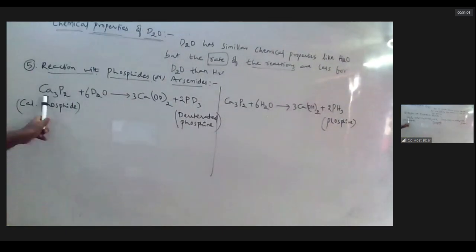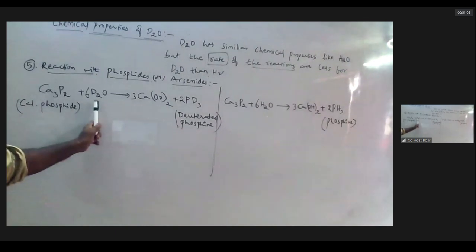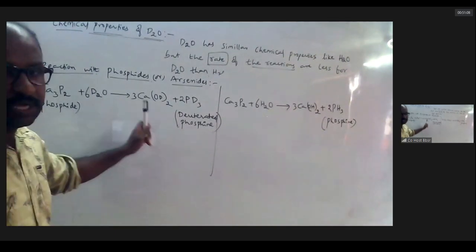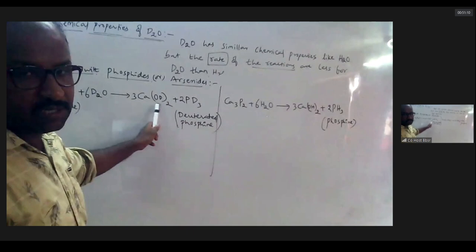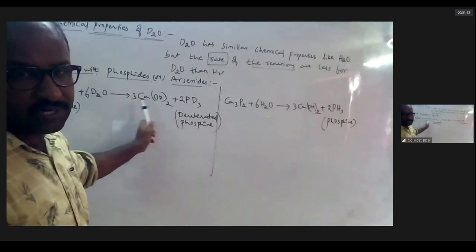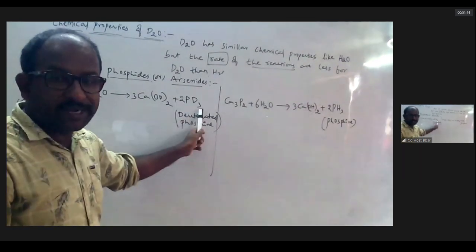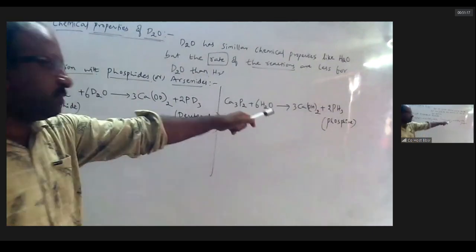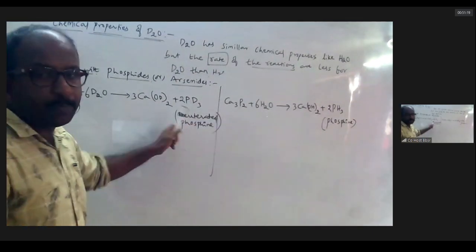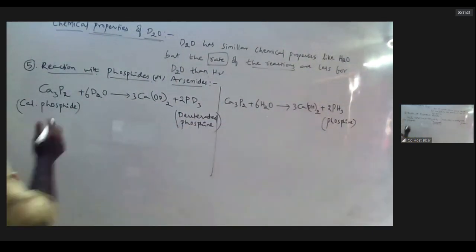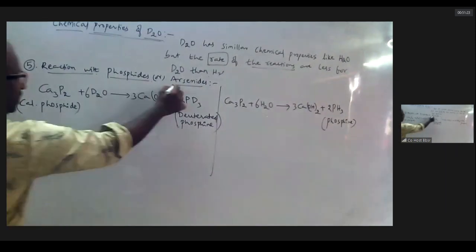Calcium phosphide reacts with deuterium oxide, and you get deuterated calcium hydroxide and deuterated phosphine, PD3. This is right. Now if you see arsenides, what does arsenide mean?